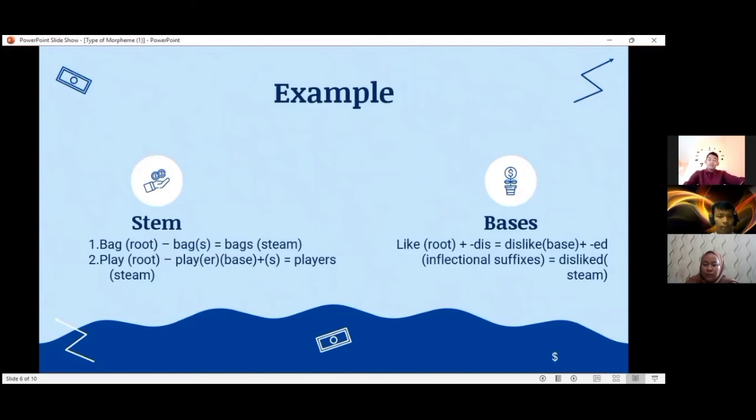And the second one is base. The example of base is dislikes, from the word like plus root plus past tense from inflectional affixes.